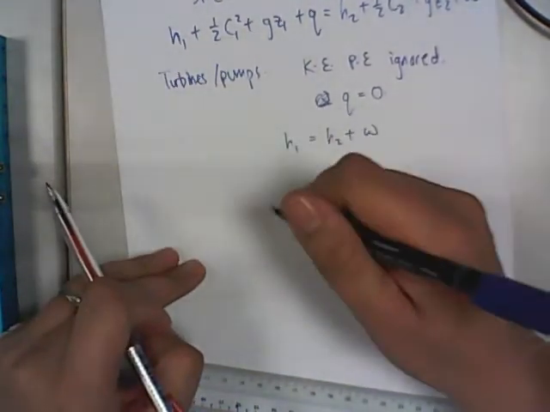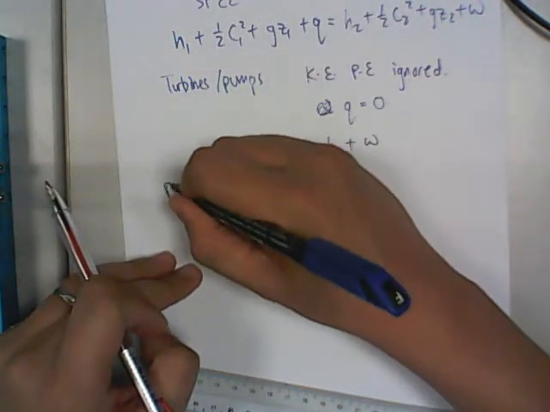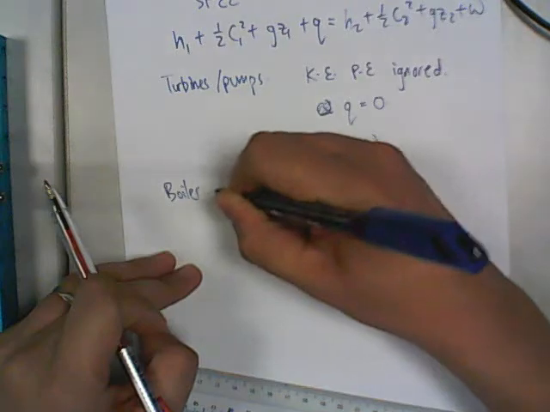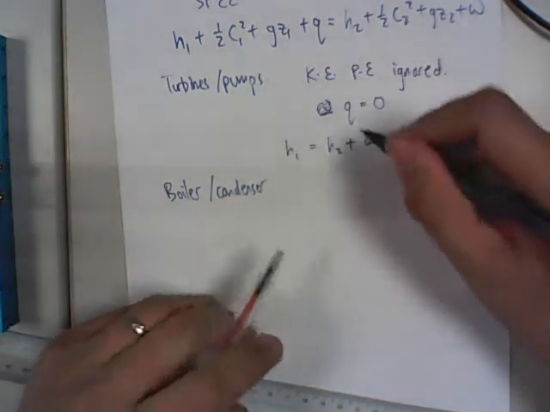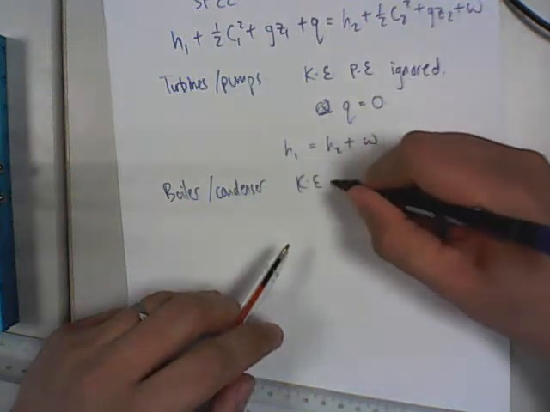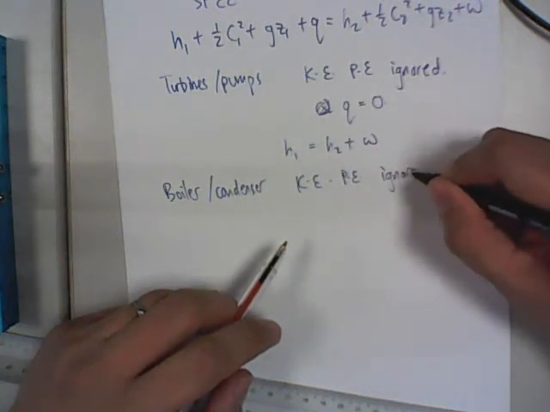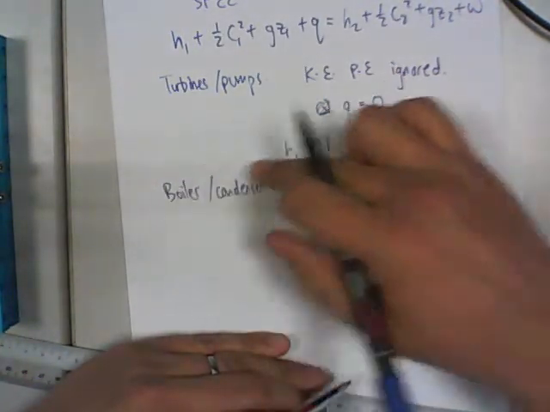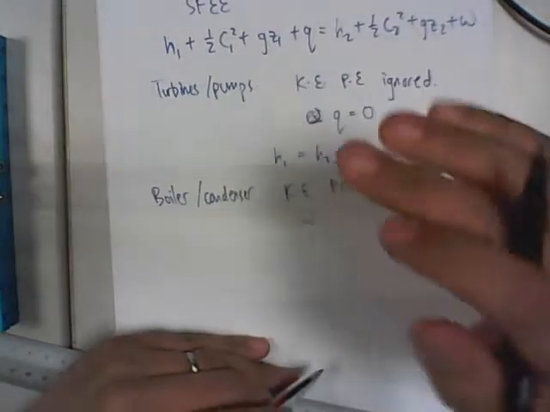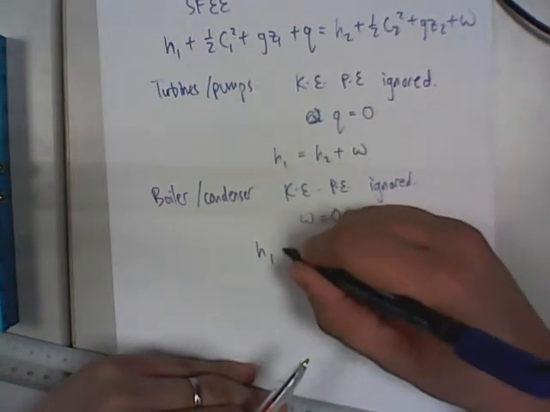So the second class of devices are boilers and or condensers. So the usual thing, KE and PE can be assumed to be negligible. And because the whole system has no moving parts, you can assume that no moving parts means the work done is 0. Then your equation becomes like this.